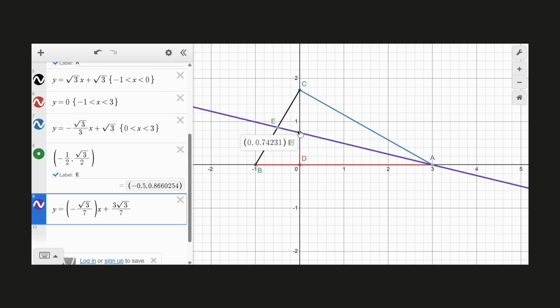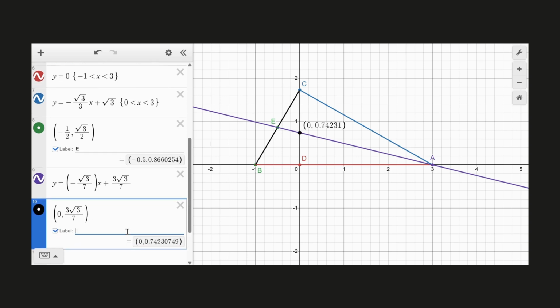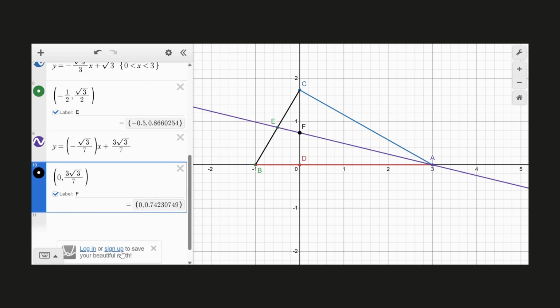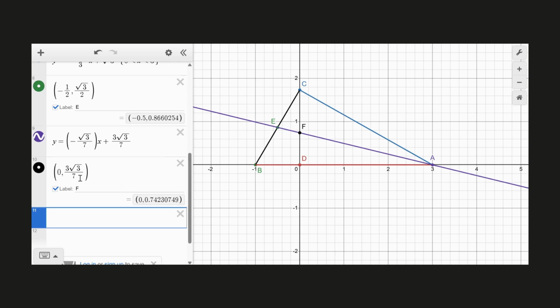So this gives us that this point is 0, 3√3 over 7. We can label this F. And we just want the ratio of either FD over CD or CF over CD, depending on which is smaller, FD or CF. We know that the value of CD is square root of 3. And then since FD is 3√3 over 7, we have 3√3 over 7 over root 3, which means that our answer is 3 over 7, which should be option A. So that's questions 1 to 10.